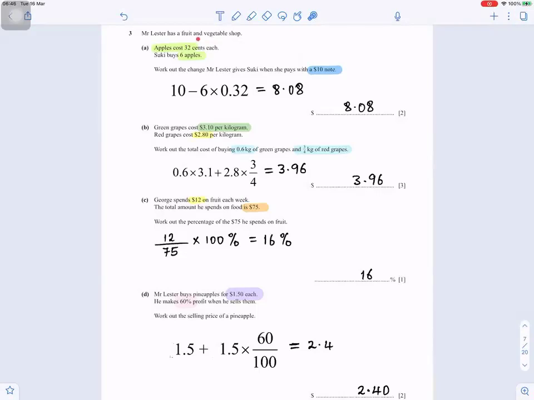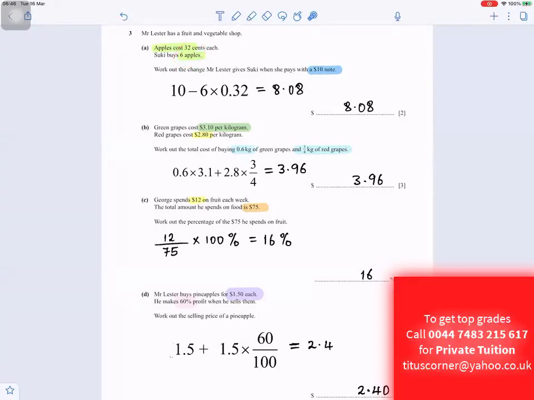And so it's 0.32 times 6. That will give the total cost for what she paid for the 6 apples. And then you remove that from $10. So $10 minus 6 times 0.32 will give you $8.08, 8.08.